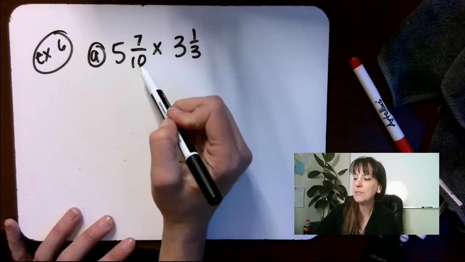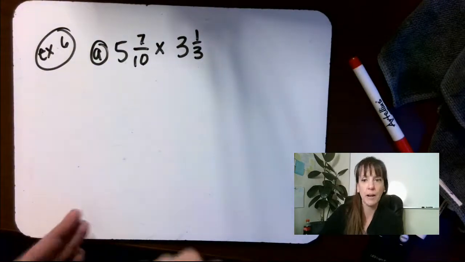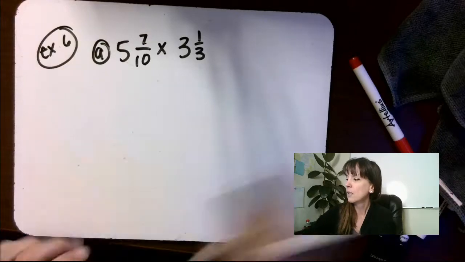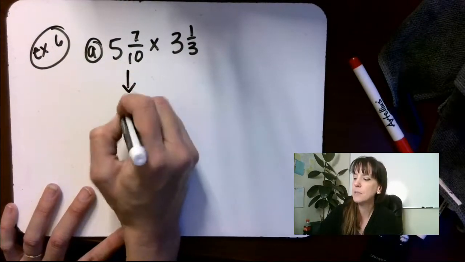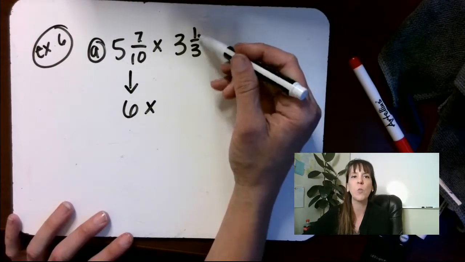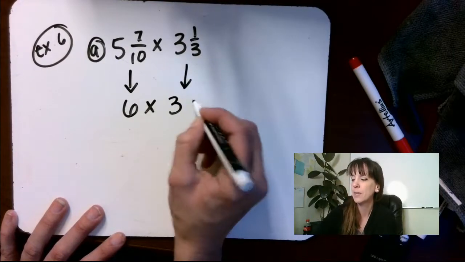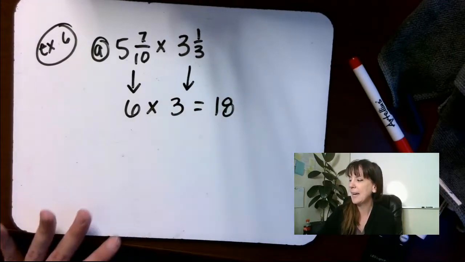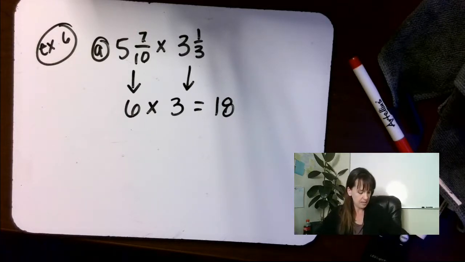Now 7 out of 10, we know 5 out of 10 is half, right? So 7 is larger than 5, so this is going to be larger than 5 1/2, so we're going to round that up to 6. This becomes 6 times 3 and 1/3. 1/3 is smaller than a half, so we're going to keep that at just 3. So if we did that, we would get 18. Excellent.